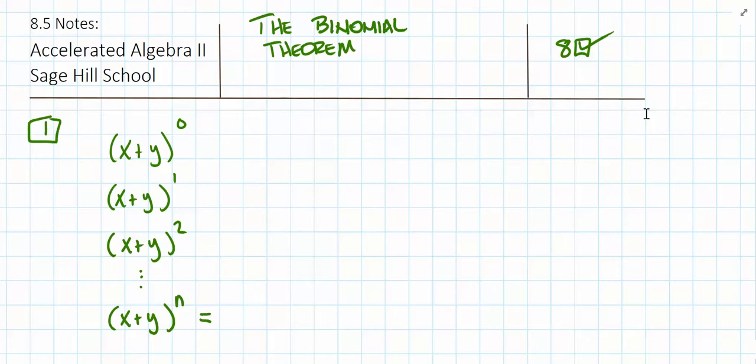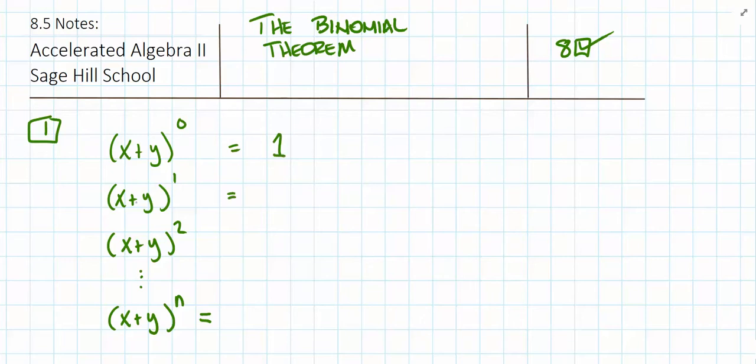Okay, binomial theorem, 8.5. Here we go. So if I'm going to take a binomial, which would be x plus y here, this is a binomial, has two terms in it, raise it to the 0 power, notice that I would get a 1 out of this because anything raised to the 0 power would be 1.